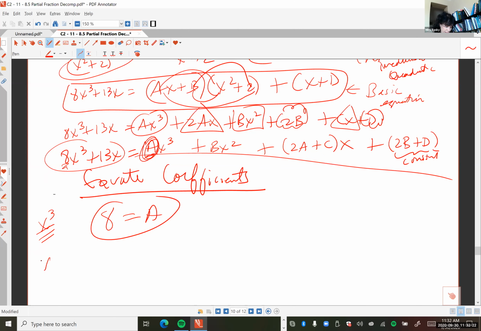How about x squared terms? Let's now focus on x squared terms. Well, there isn't an x squared term on the left-hand side polynomial. So its coefficient is what? 0. Thank you. And that had better be equal to the coefficient of the x squared on the right-hand side polynomial, which is B. And B is equal to 0.